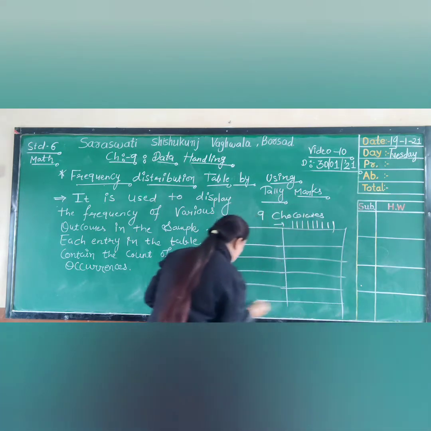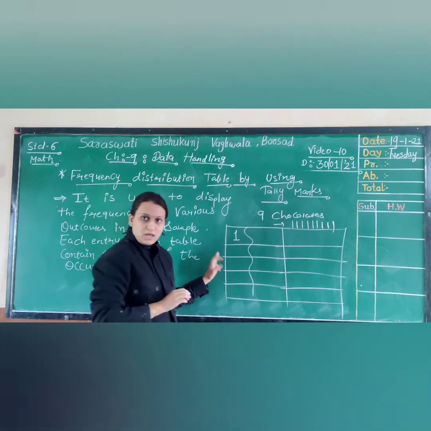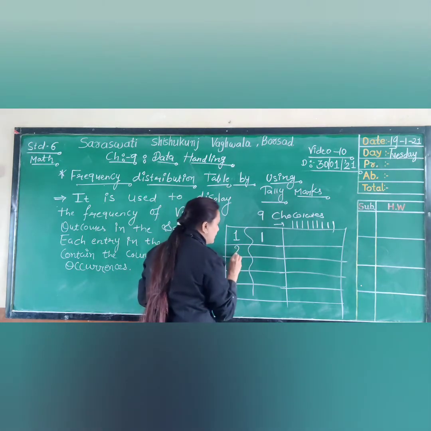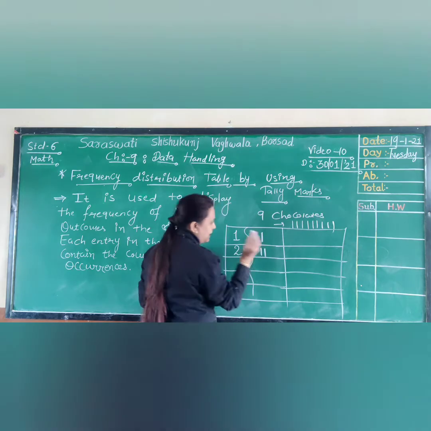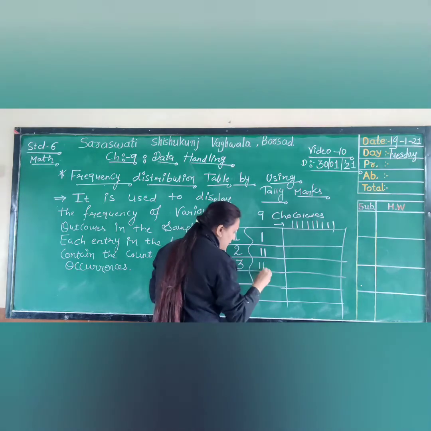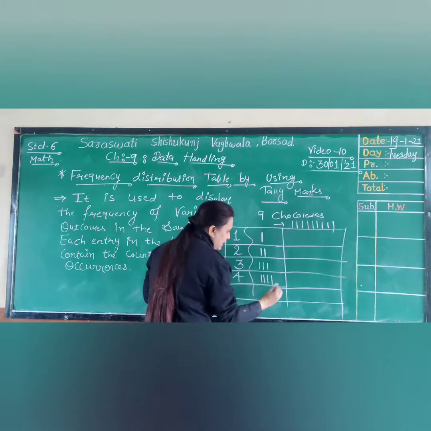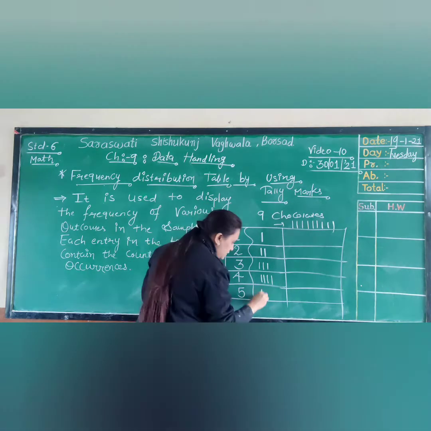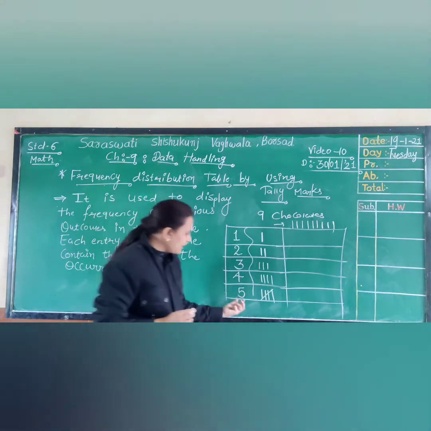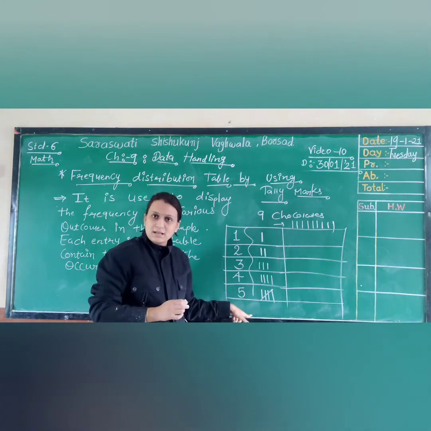If you want to define digit 1, we define it by 1 standing line. Number 2 is defined by 2 standing lines. 3 is defined by 3 standing lines, and 4 by 4 standing lines. But for 5, we use 4 standing lines and 1 line across them. 5 is defined by a bunch of 5 like this: 4 standing lines and 1 crossing line.